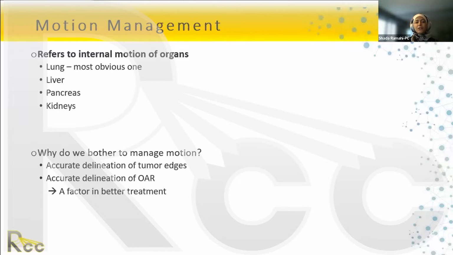And the question is, why do we bother with motion management? Well, first of all, you have a better delineation of tumor edges. When something is moving, the shape distorts. In addition, you have a better separation between tumor and organs at rest, because when things are moving, they get blurry. Both reasons could lead you to escalating the dose. So you could go to higher doses per fraction, which is what SBRT is all about.